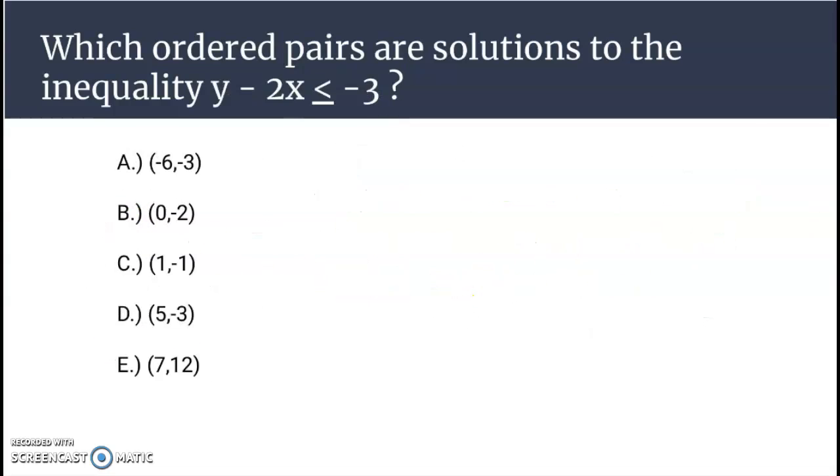I'm going to look at another one here, but I'm going to use the website Desmos, desmos.com/calculator. I'm just going to use it to graph y minus 2x less than -3, and then I'm going to plot all 5 points, and any points that are in the shaded region or on the solid line solve the inequality. Let's have a look here.